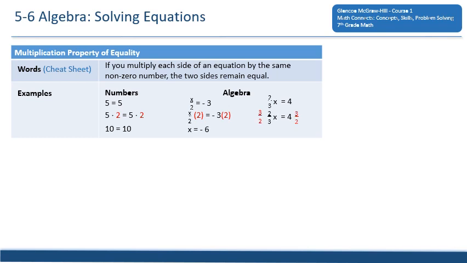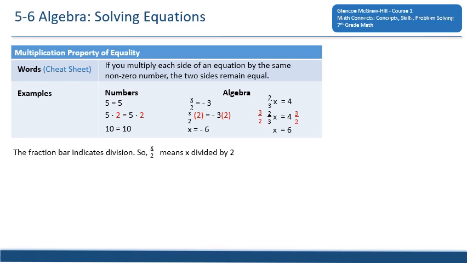Then if I have 2/3 x equals 4, if I multiply both sides by the inverse or the reciprocal of 2/3, I'll get x by itself. 4 times 3 is 12, over 2 is 6. So x equals 6. Each side of both of those equations remains equal throughout because I did the same operation to both sides.